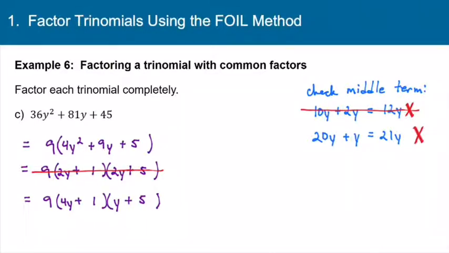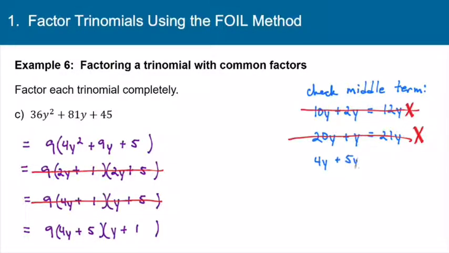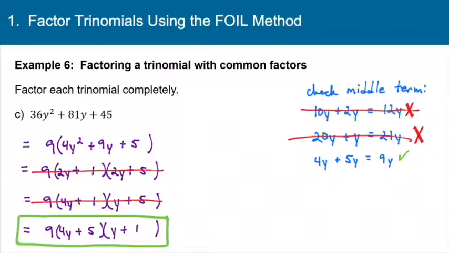So let's try one more time. And this time we'll keep the 4y times the 1y, but we'll just change places with the 5 and the 1. And let's see about this middle term. So outer times outer is 4y, inner times inner is 5y. That's going to give us the 9y that we needed for the middle term, so that's right. And that means this factoring is right.